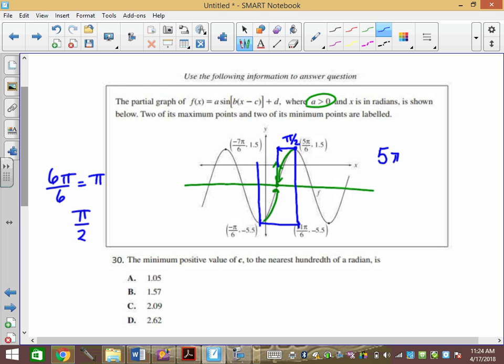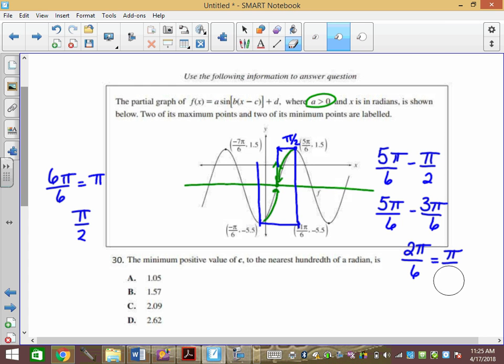So 5 pi over 6 minus pi over 2, 5 pi over 6 minus 3 pi over 6. You get a common denominator, which is 2 pi over 6, which is pi over 6. Yep, that's not right. I just wrote the 6 again. Pi over 3, which is what? It's A.